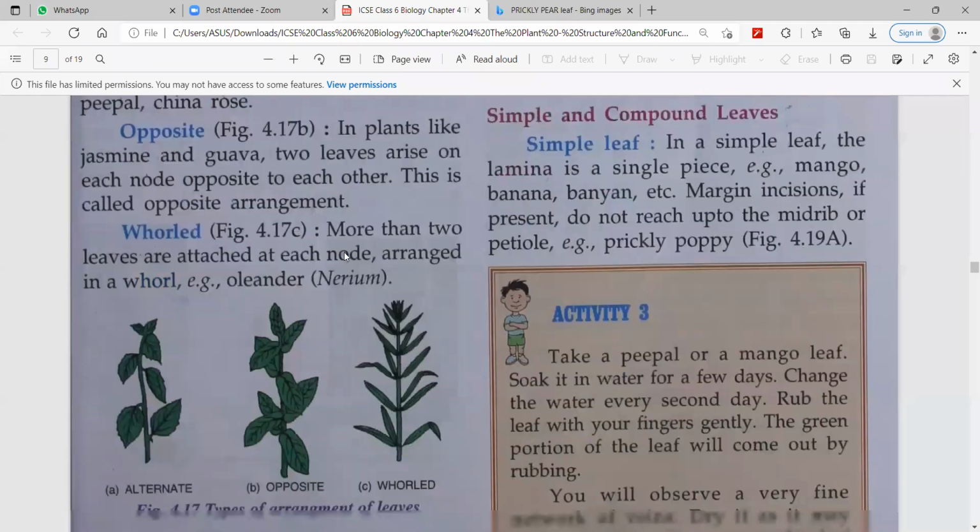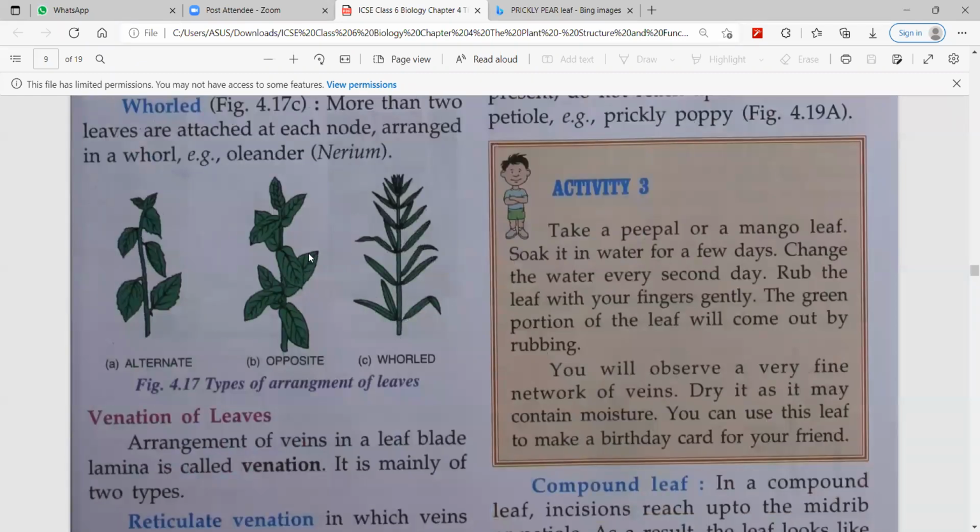Now the second one is opposite type. See here we have one leaf on one node, but here two leaves are present on one node, but both are on opposite sides, right? So this type of arrangement, when two leaves are present on a single node but in opposite direction, is known as opposite. Then we have whorl.